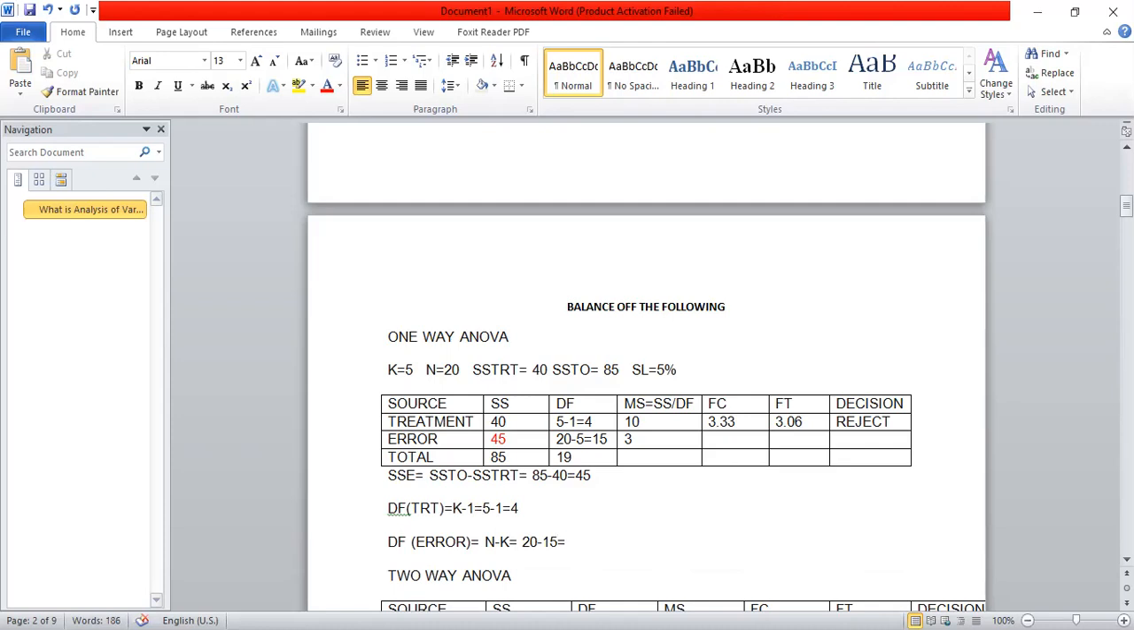Which gave us 5. And finally, the degree of freedom for the what? Total, which is always the same as N minus 1. So what is our N? 20 minus 1, which gives us 19. Or better still, we just add these two.